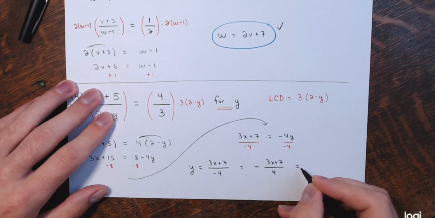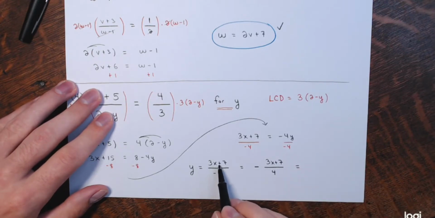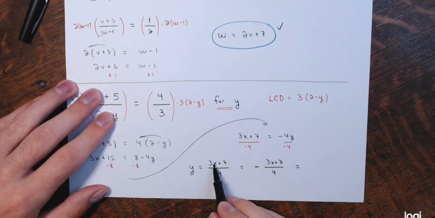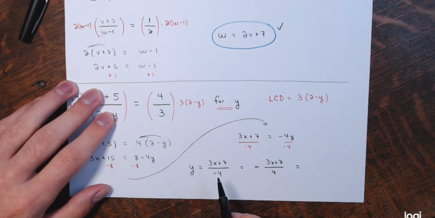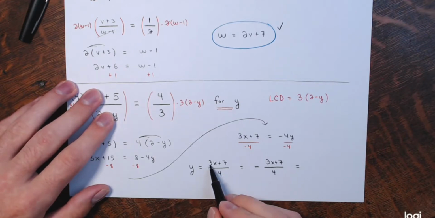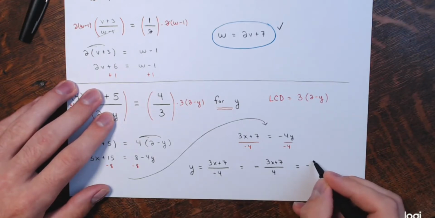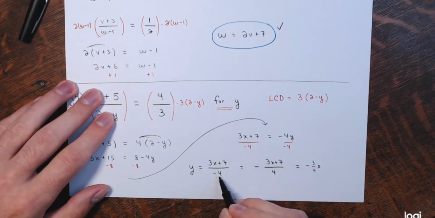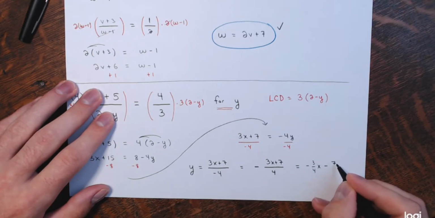Or, remember, when the numerator has multiple terms, you can divide each term by the denominator. Not the other way around though. If the denominator has multiple terms, you can't do anything with that. But if the numerator has multiple terms, you can rewrite it as a sum or a difference of fractions by dividing each term in the numerator by the denominator. So I could write this as 3x divided by negative 4, which is negative 3/4 x, plus 7 divided by negative 4, which would be minus 7/4.